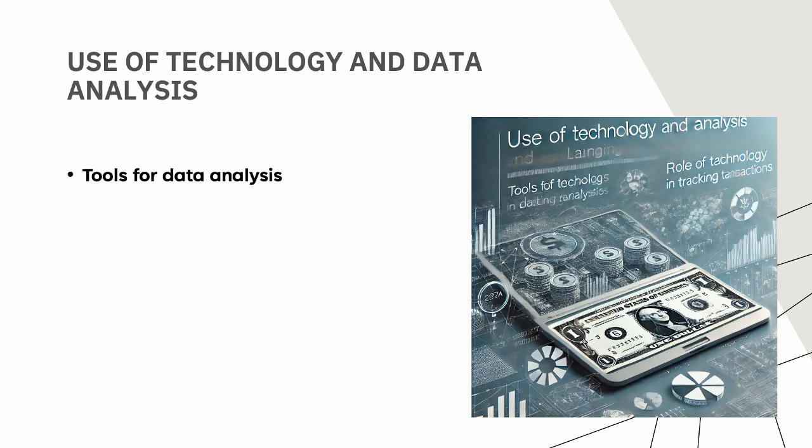Modern investigations heavily rely on data analysis tools. These tools can process vast amounts of data to identify suspicious transactions that might be missed manually. Examples include AI-driven analytics platforms. Technology aids in tracking transactions by providing detailed insights into financial flows. Blockchain analysis, for example, can help trace cryptocurrency transactions that are often used in money laundering.